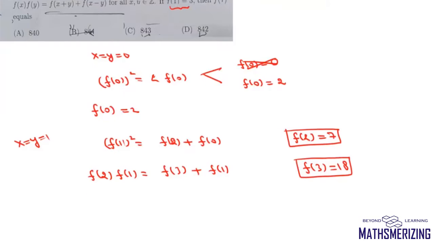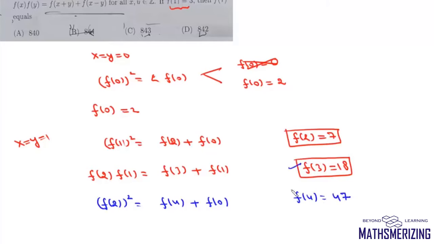Now we'll find f(4), and for f(4) we'll put x and y both as 2. So we'll get f(2) square, and it will be equal to f(4) plus f(0). So from here we can write f(4) as, now f(2) square is 49, 49 minus 2 is 47. So the value of f(4) is simply 47.